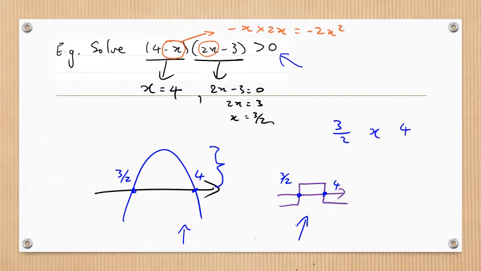And now this says strictly greater than. So there's no equal sign. So you just use the symbol to show that it's in between.